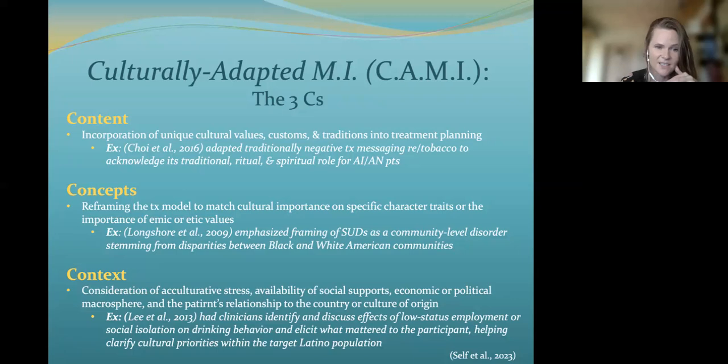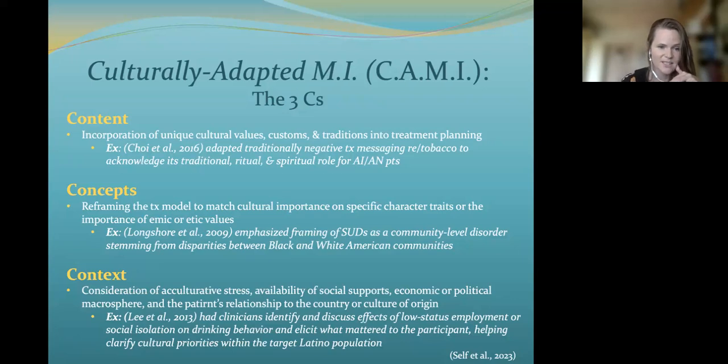The second C is concept. So that's reframing the treatment model to match cultural importance on specific character traits, or the importance of emic or etic values. An example here that fits well with, if any of you saw Dr. Godomsky's presentation a few weeks ago about the historical context of substance use disorders. In this study, they emphasized the framing of substance use disorders as a community-level issue that stemmed from disparities between Black and white American communities, rather than the more traditional individualistic emphasis as a pathology.